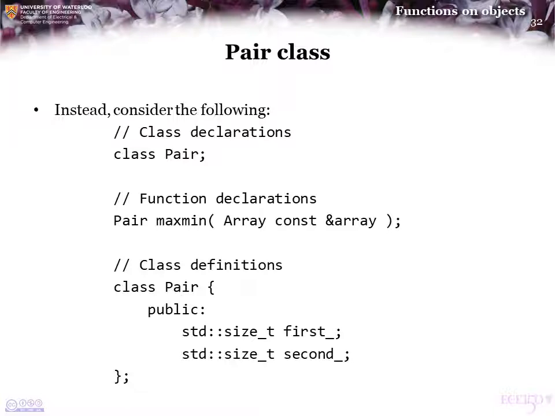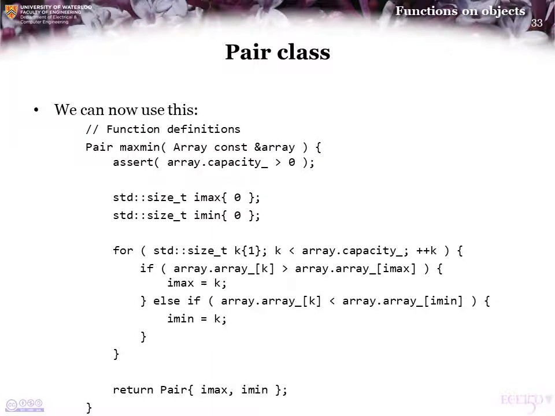Once we have all the declarations out of the way, we can then proceed with first the class definitions and then the function definitions. So here we see pair as a very simple class that simply has two member variables. We can now use this pair in a function that we define.